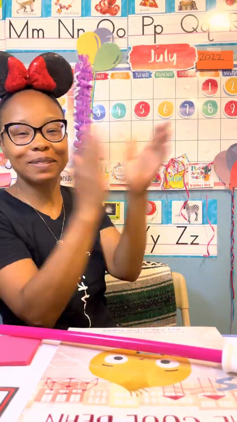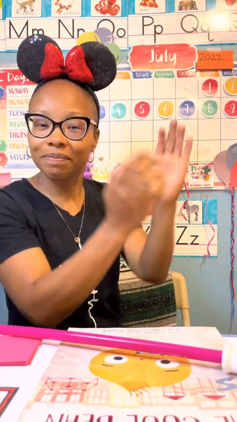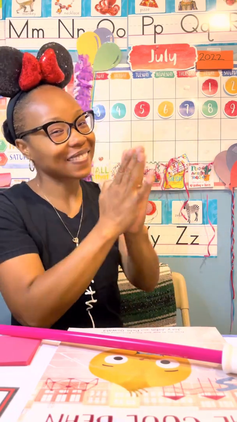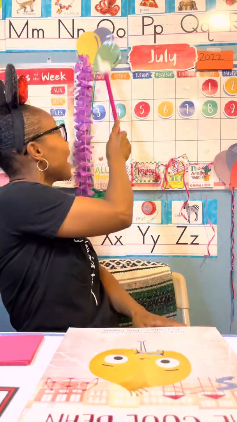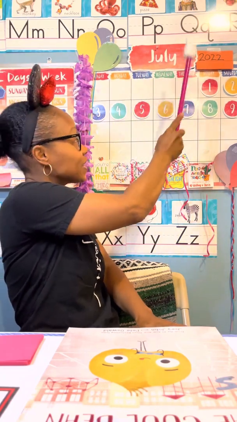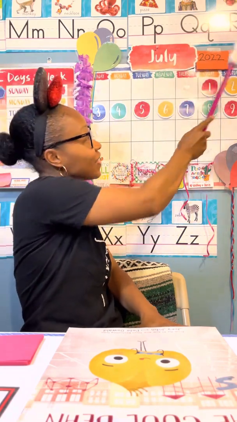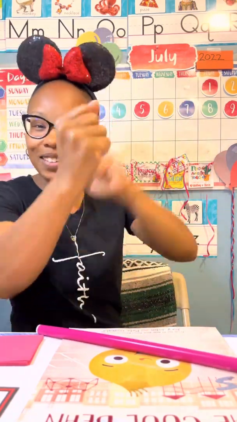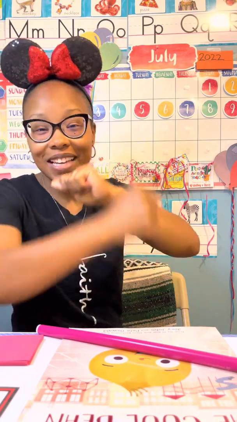Days of the week. Days of the week. Days of the week. Days of the week. Days of the week. There is Sunday and there's Monday. There's Tuesday and there's Wednesday. There's Thursday and there's Friday. And then there's Saturday. Days of the week. Days of the week.